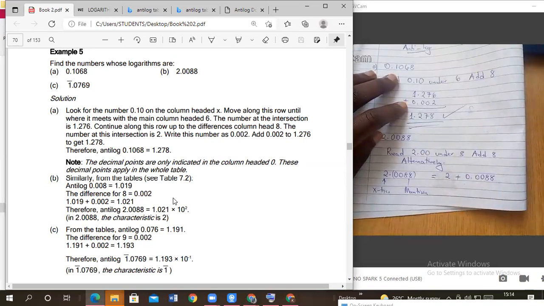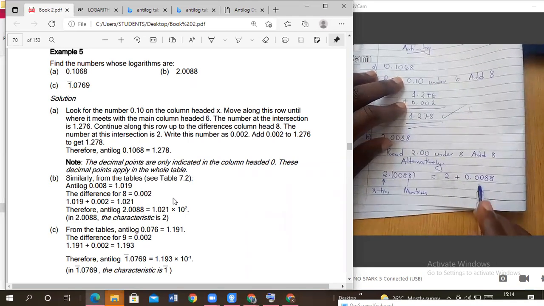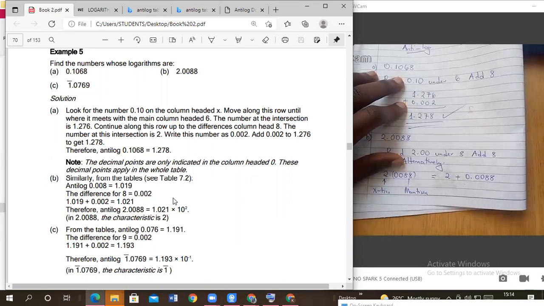Members, have you seen that? Yes. Why am I doing that? I'm doing that because 2 is not in our table, but we can read 0.0088. Are you seeing that?